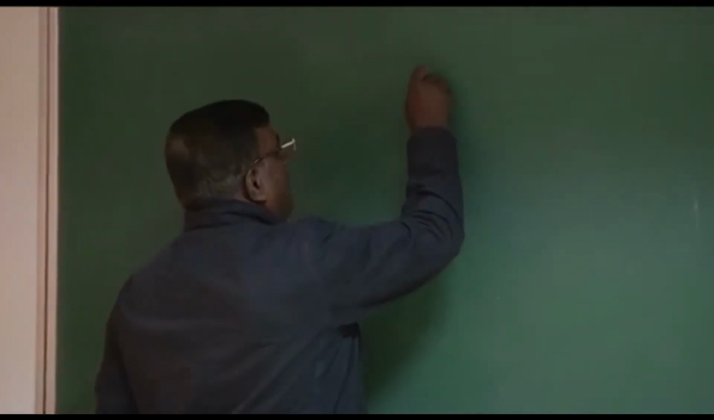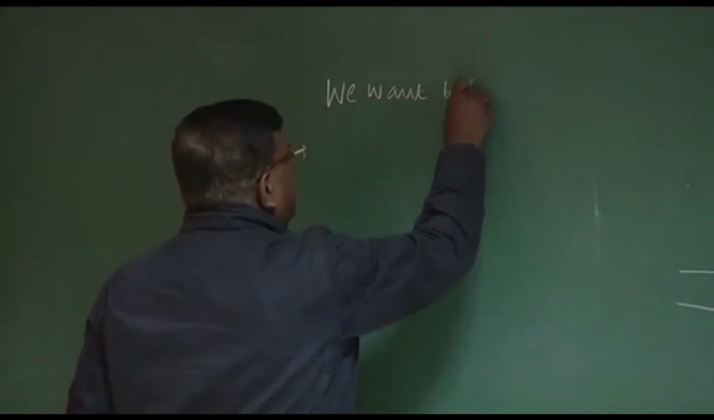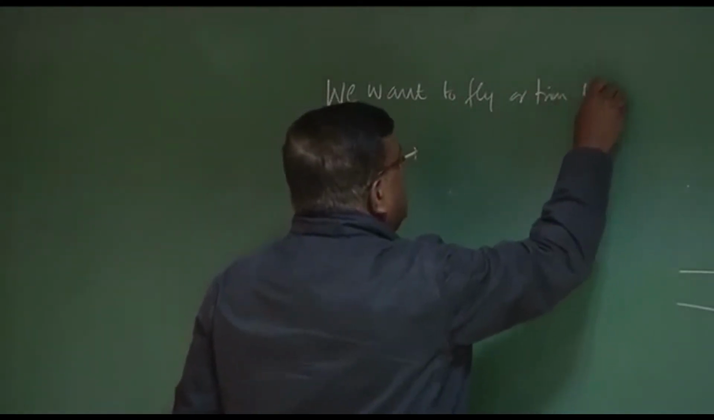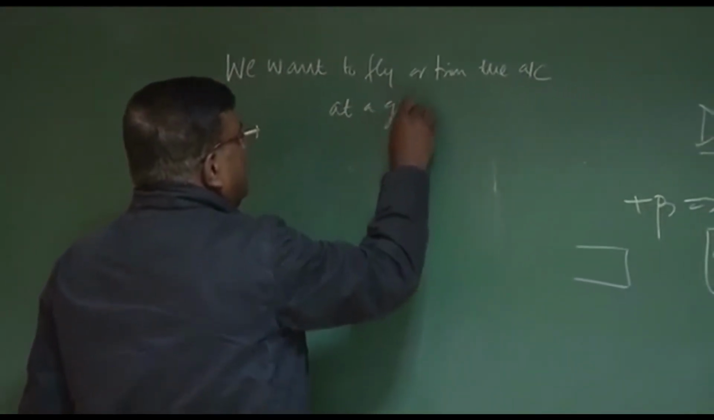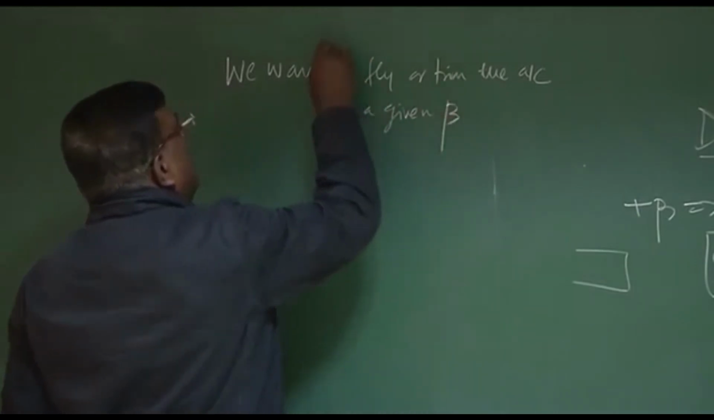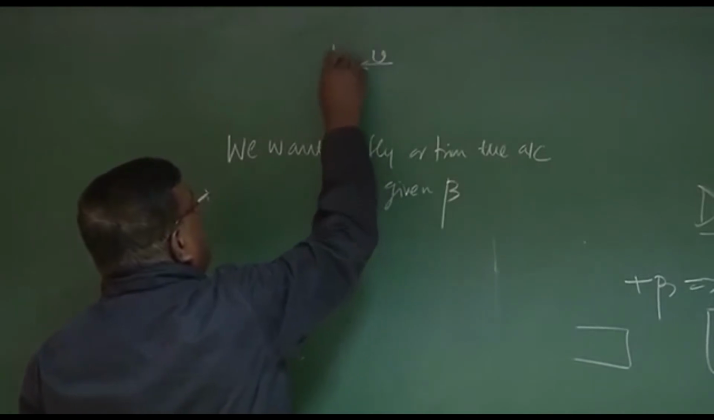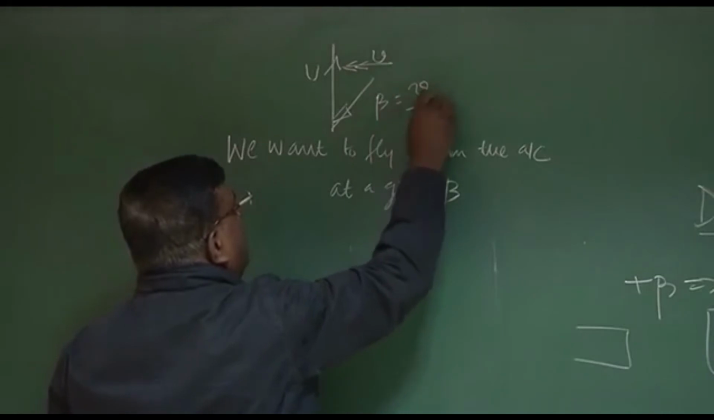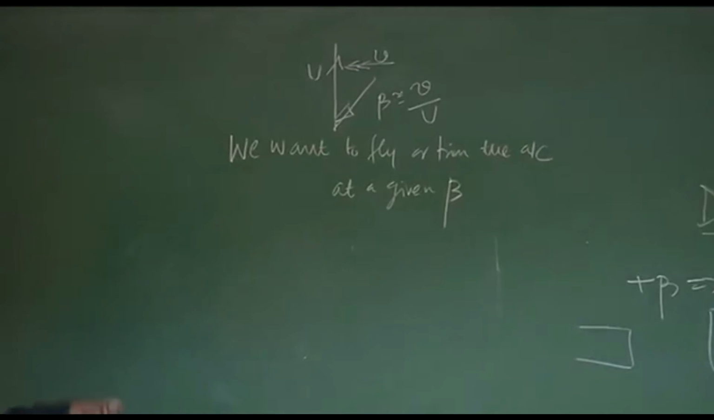Right? Now I ask you a question. Suppose we want to fly or trim the airplane at a given beta. It's possible I'm going like this, so there is crosswind coming like this. Say this is small v and this is u, and the beta introduced will be how much? It will be v by u, roughly, right? So I want to fly at a given beta.